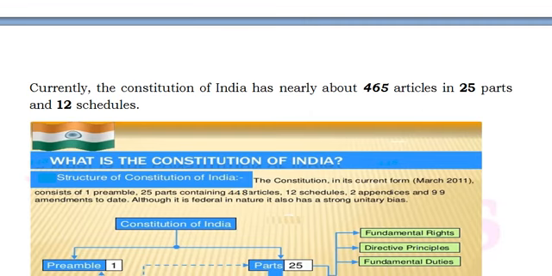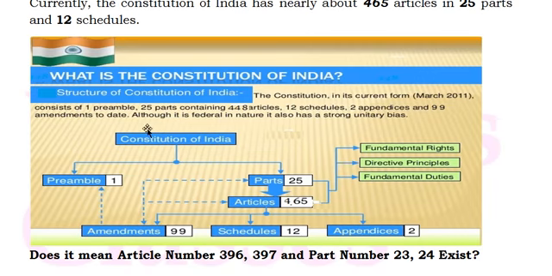Before getting into this, just see the picture here, the structure of the constitution. The Constitution of India has a preamble and a number of parts. As of now the number of articles is 465, the total amendments done were 99, the schedules are 12, and there are 2 appendices. These articles represent fundamental rights, directive principles and fundamental duties. These are very important as far as our examination is concerned.